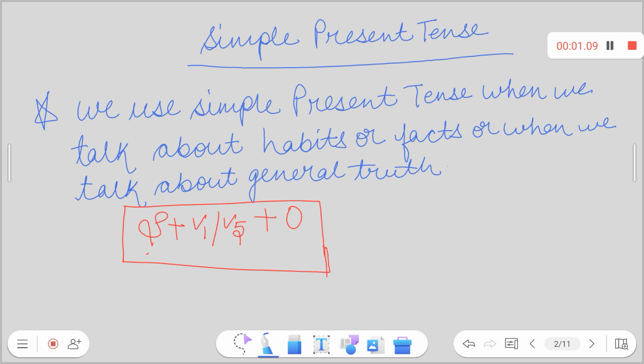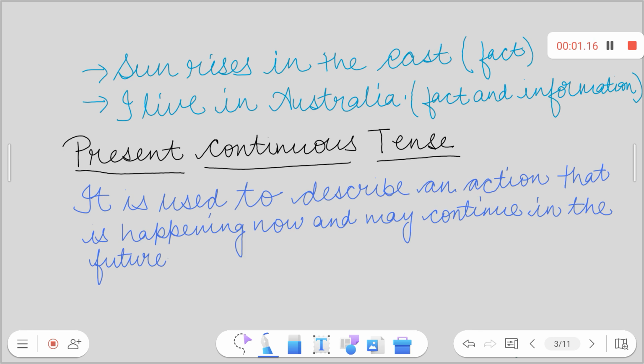And the structure for it is subject plus V1, V5 plus object. Now we can see the example of it: the sun rises in the east. It is a fact. And when we say I live in Australia, it tells about a fact and gives information. So we can say that it comes under simple present tense.